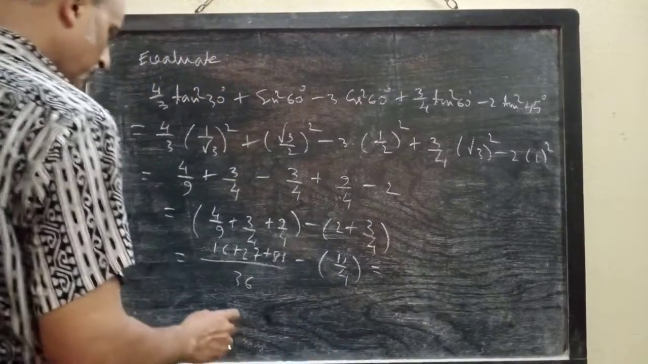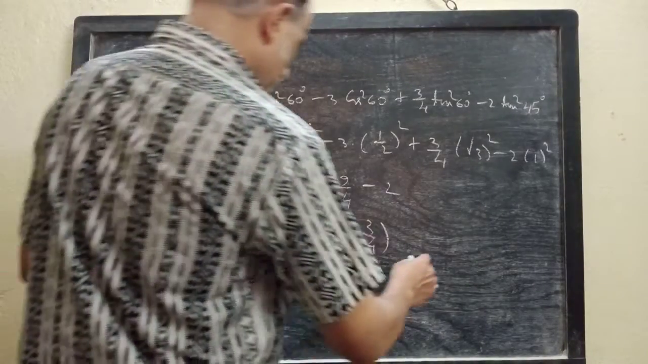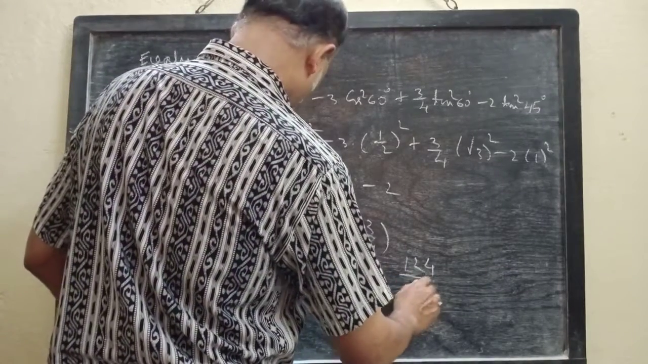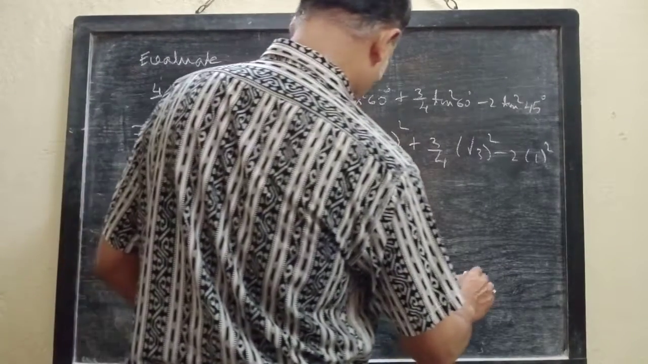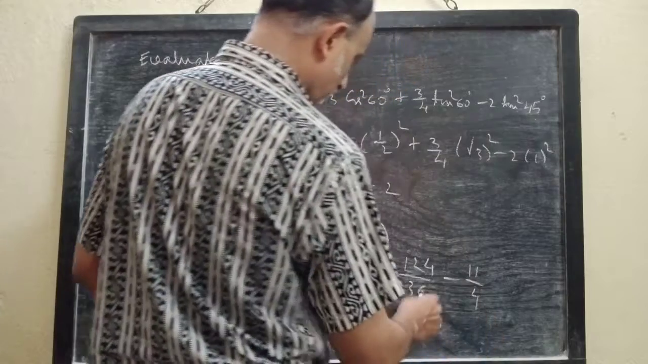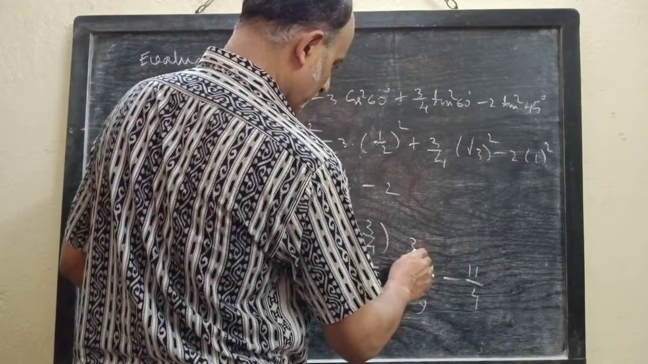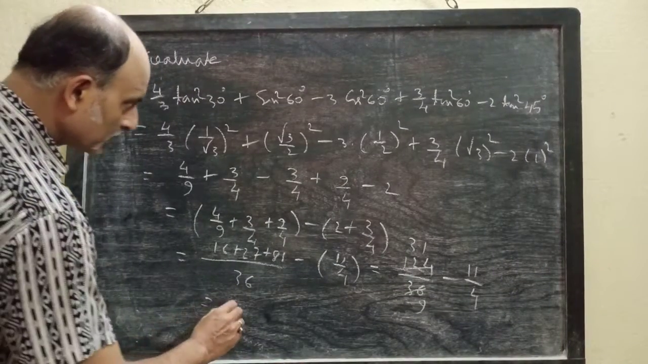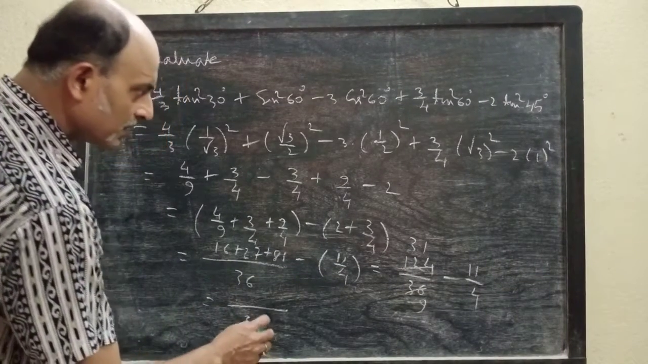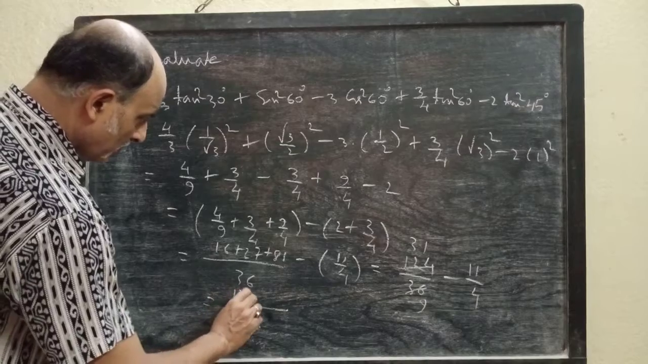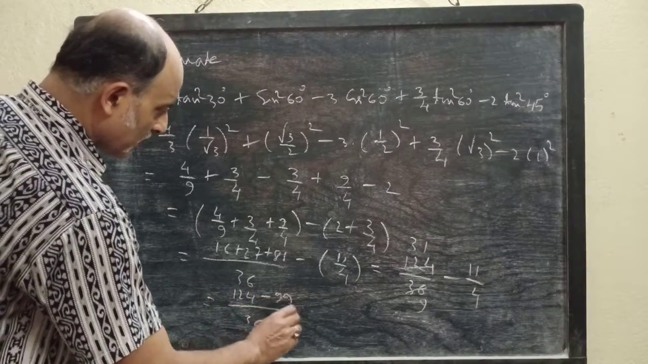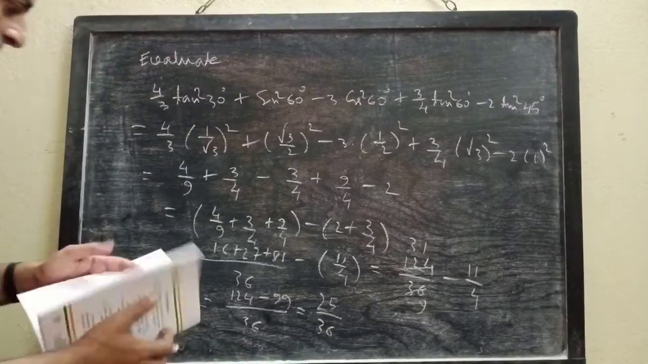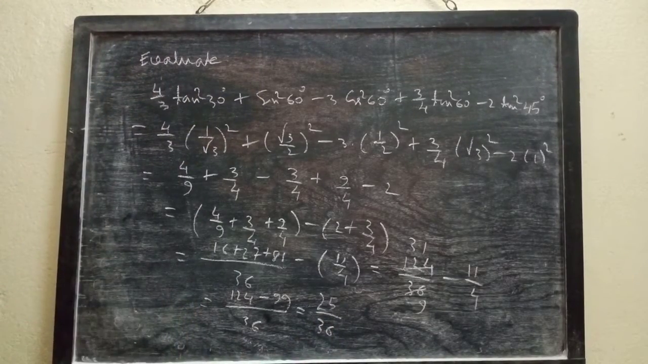This becomes 124 by 36 minus 11 by 4. 4 9s are 36, 4 3s are 12, 4 1s are 4. Now LCM is 36. 124 minus 99. So we get the answer 25 by 36. Okay.